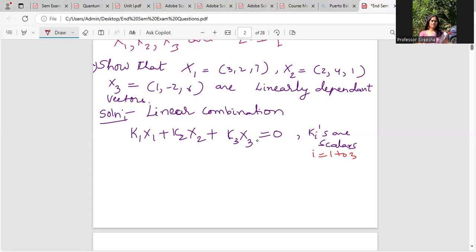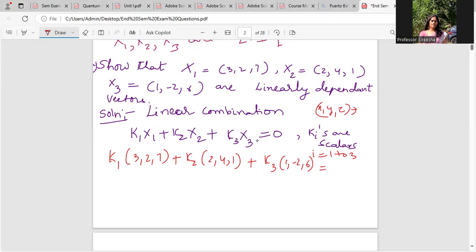Okay. So k1 times 3, 2, 7. k2 times 2, 4, 1. k3 times, I'm sorry, x3 is 1 comma minus 2 comma 6, is equal to... see again, these three vectors are in the three-dimensional space. Why? Because I have three components like X, Y and Z. Or I can as well say R3 space. Okay, so 0 can be rewritten as 0 comma 0 comma 0 on the right hand side.